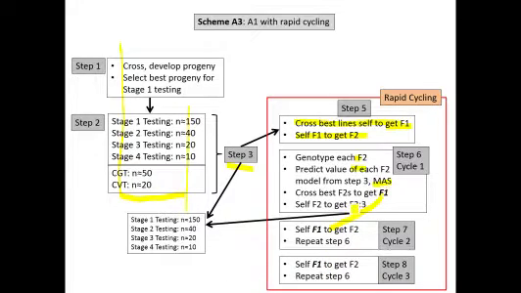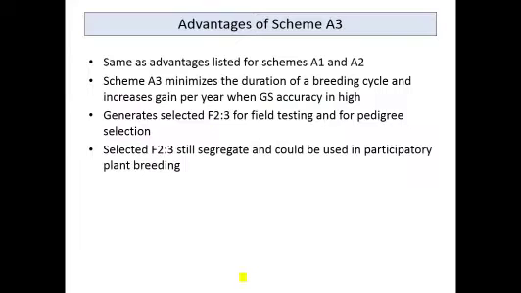Now, at the end of every cycle of rapid cycling genomic selection, you can take the best lines and feed them into phenotyping in your field program. So really nothing new here. Scheme A1 is on the left, rapid cycling is on the right, and they fit together quite well.